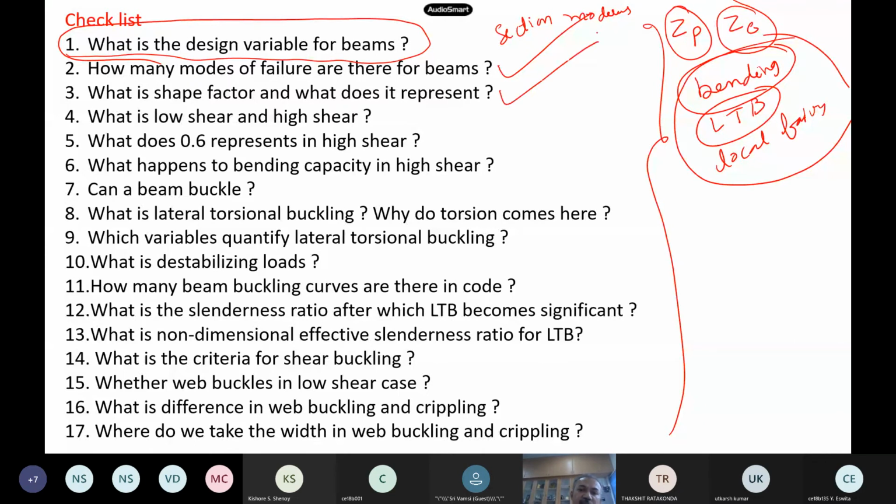Now what is shape factor? Now what do you mean by shape factor?